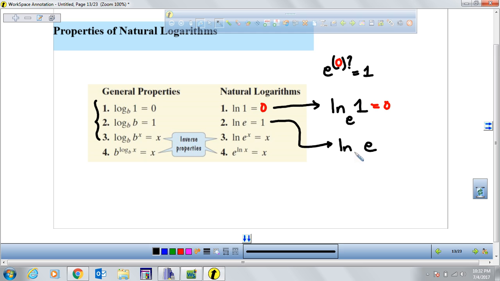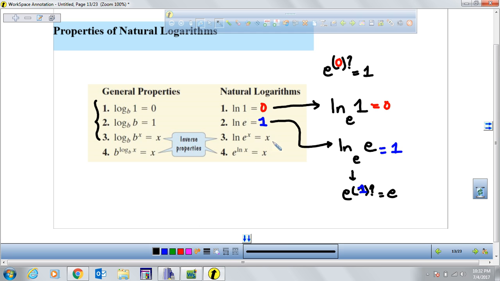Now, what does ln of e mean? Remember that anytime we have a natural log, by definition, we have a base of e down here. So what does this mean? This means e raised to what power equals e? And the power for that would be the first power. For a number to equal itself, the power must always be 1. So just keep in mind, anytime I have ln of e, that automatically equals 1.